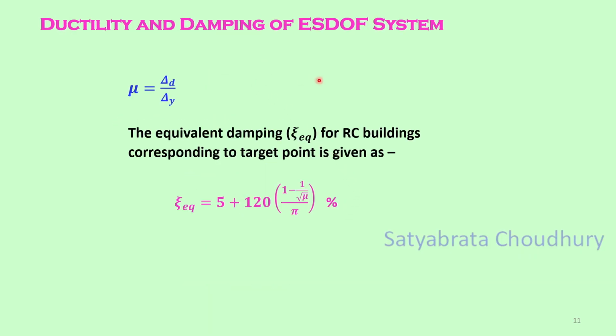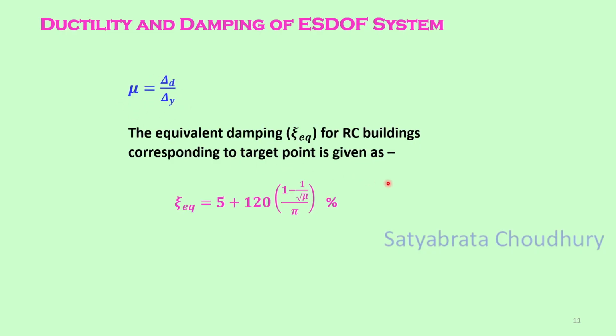Now ductility you have to consider and find out the equivalent damping. Ductility is equal to maximum displacement divided by yield displacement. For our purpose, the maximum displacement is the design displacement for which we are designing the system. And delta y we have seen in the last slide, delta y equal to He into theta yf. So this ductility value mu is known to us.